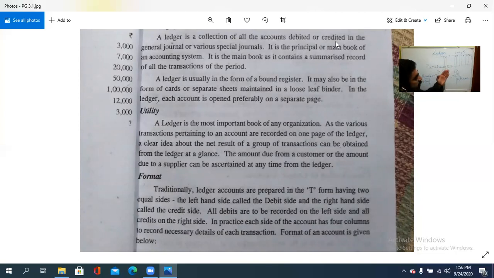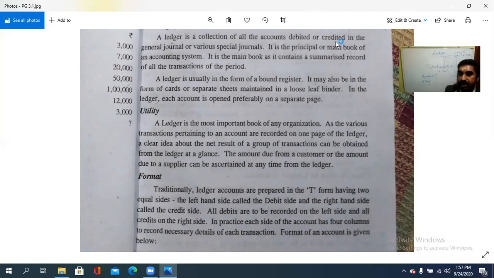So, maybe the ledger account is to be prepared: purchase account, debit side to cash is there, isn't it? Then credit also some items are coming, goods returned, okay? So that's the utility. Suppose for purchases, the debit and credit sides are there, and balancing is to be done. As the various transactions pertaining to an account are recorded on one page of the ledger, a clear idea about the net result of the group of transactions can be obtained from the ledger at a glance.